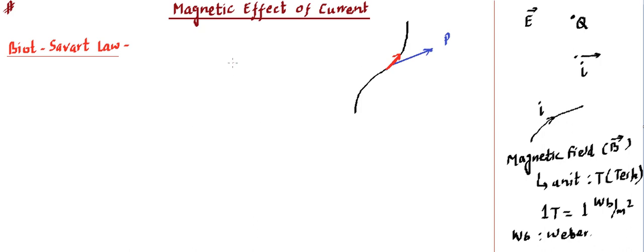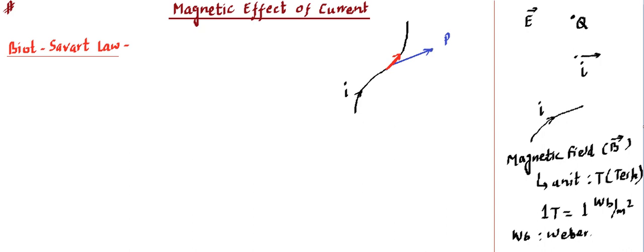As per the Biot-Savart Law, we need to have a current carrying wire. Let's say this black color is a current carrying wire, and current I is moving in this manner. We know this current moves along the wire, and we need to find the field at point P. Let's say we have located point P over here. At this point P we need to find the field value.